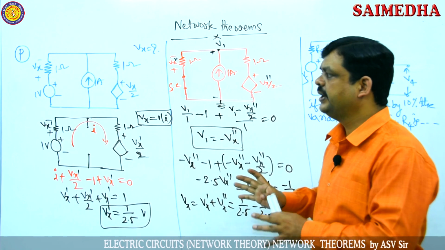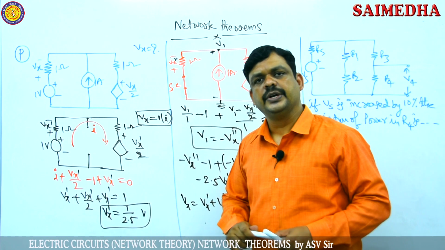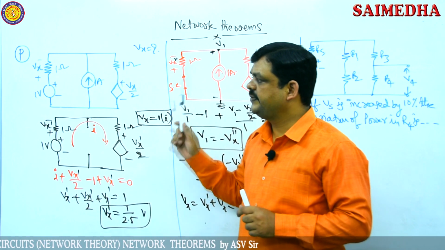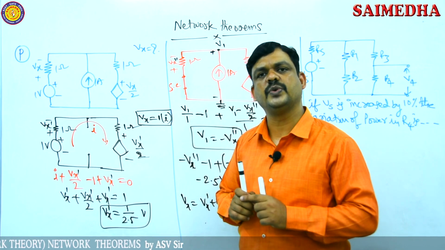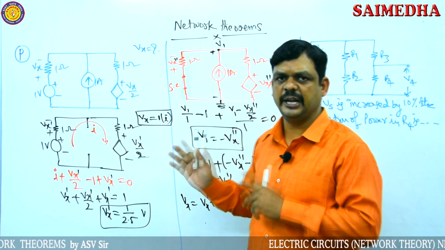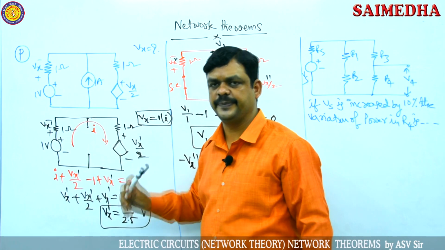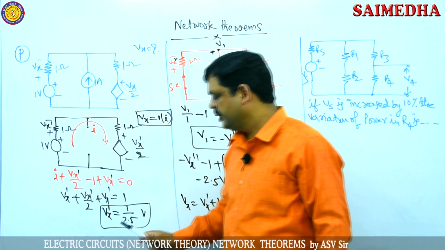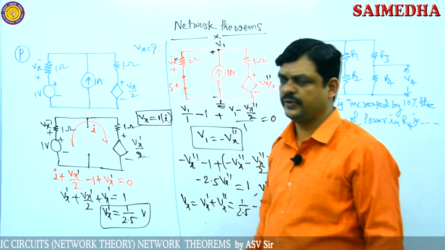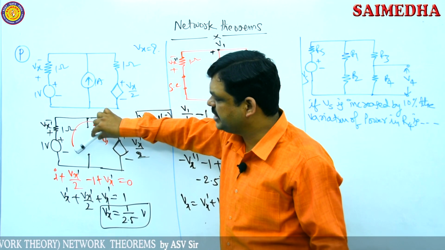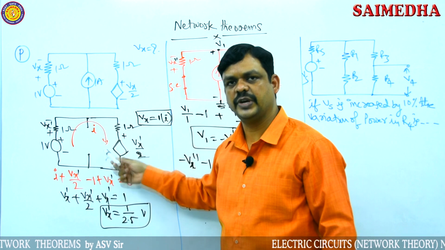So now here we applied the superposition theorem. In the superposition theorem analysis, we have to apply only one source at a time. One source is activated, and the remaining sources are eliminated. So initially the voltage source is activated and the current source is open circuited. Then it gives Vx dash. Vx dash is equal to 1 by 2.5 volts. To find Vx dash, here I applied KVL, Kirchhoff's voltage law.